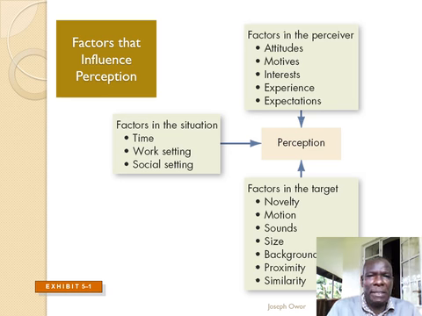The second set of determinants are the factors in the situation itself, the environment, the time of the day, the setting, like work setting, and the social setting. Those settings are very, very important. Your group, the group you live with, the group you stay with, determine how you also perceive something. If you live with a group that are negative all the time, definitely your perception will be negative. Your background matters a lot. The social setting matters a lot. So those are the factors that determine perception.